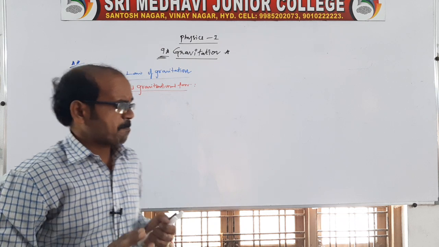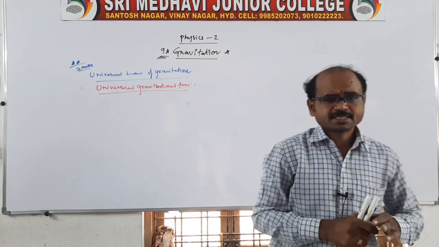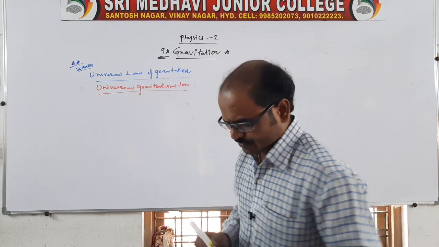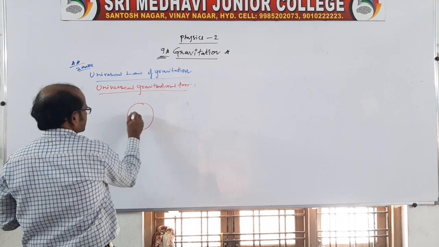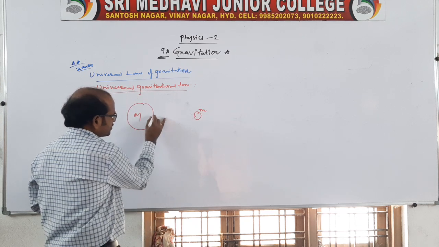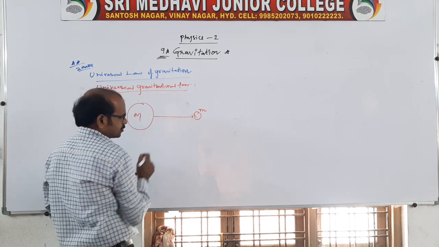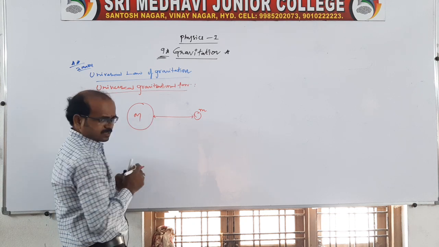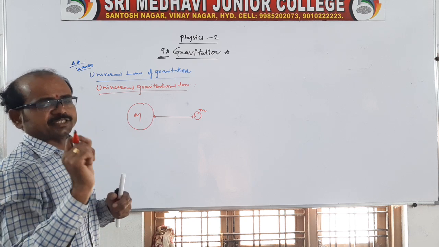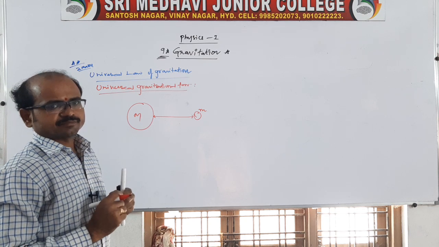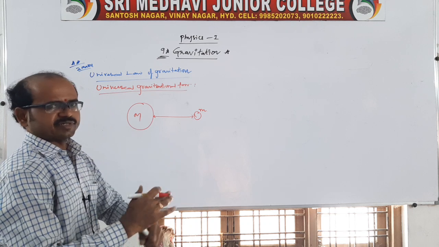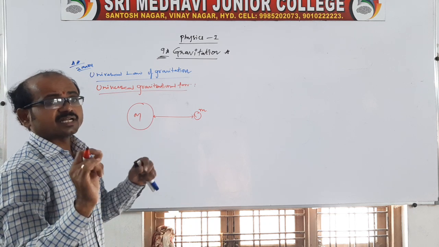We can define it like this: the force of attraction between 2 masses. Take 2 masses, Earth and the moon. Earth's mass is capital M, and the moon's mass is small m. There will be a force of attraction. Earth is attracting the moon, and the moon is also attracting the Earth. That is the attractive gravitational force. It is an action-reaction pair, acts over a long range, and it is the weakest force in the universe.